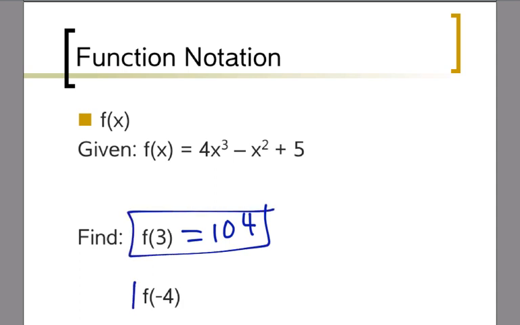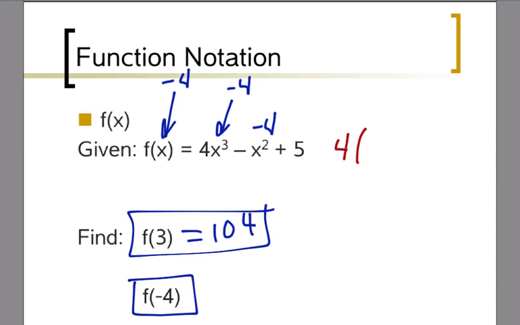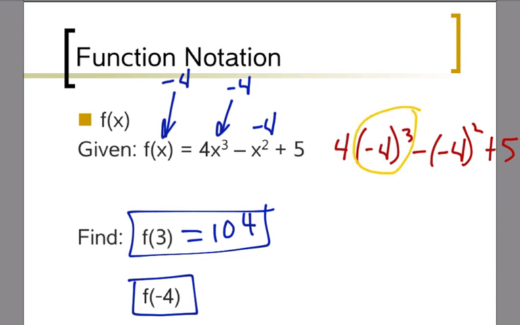Okay, so now it asks me to find f of negative 4. What it means is for me to come back to this problem and put a negative 4 wherever there is an x. So I rewrite the problem to be 4 times negative 4 to the third minus negative 4 squared plus 5. And then I simplify just like I did on the previous problem. So I figure out what negative 4 to the third is, and the answer is negative 64. So it's 4 times negative 64.